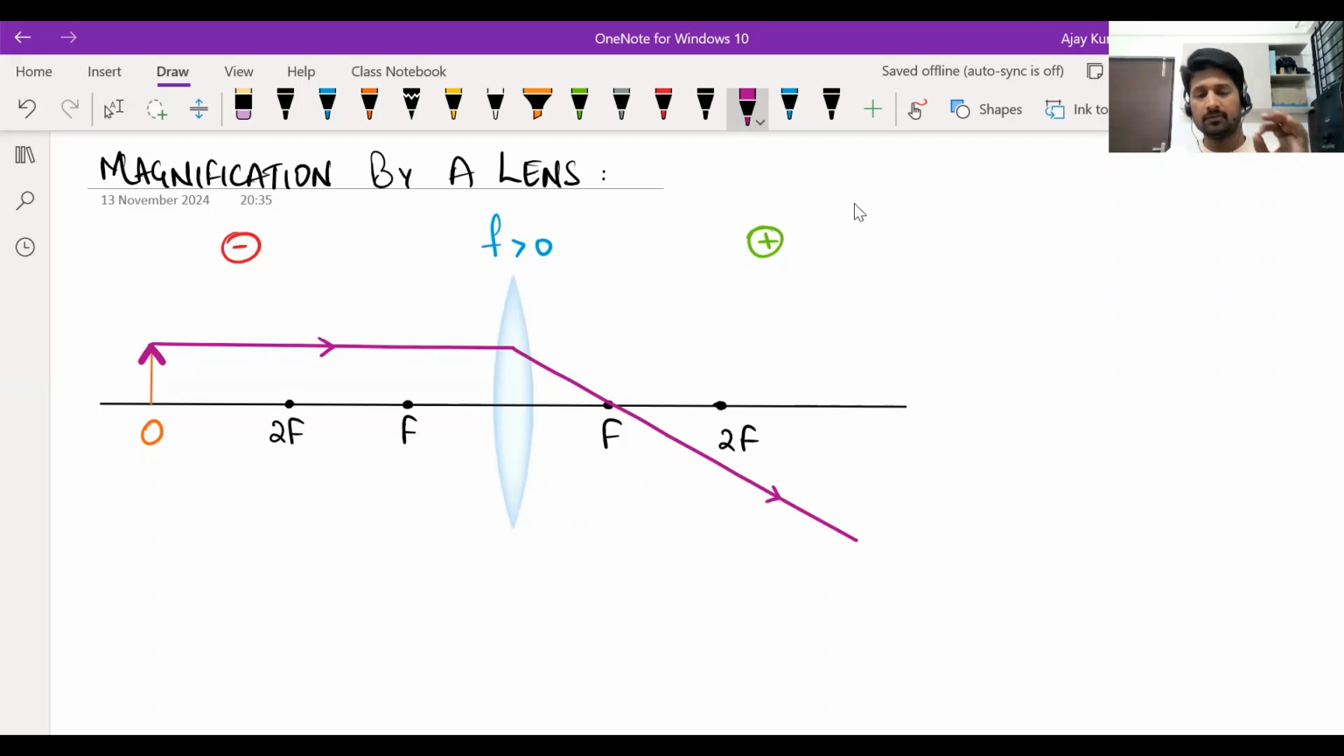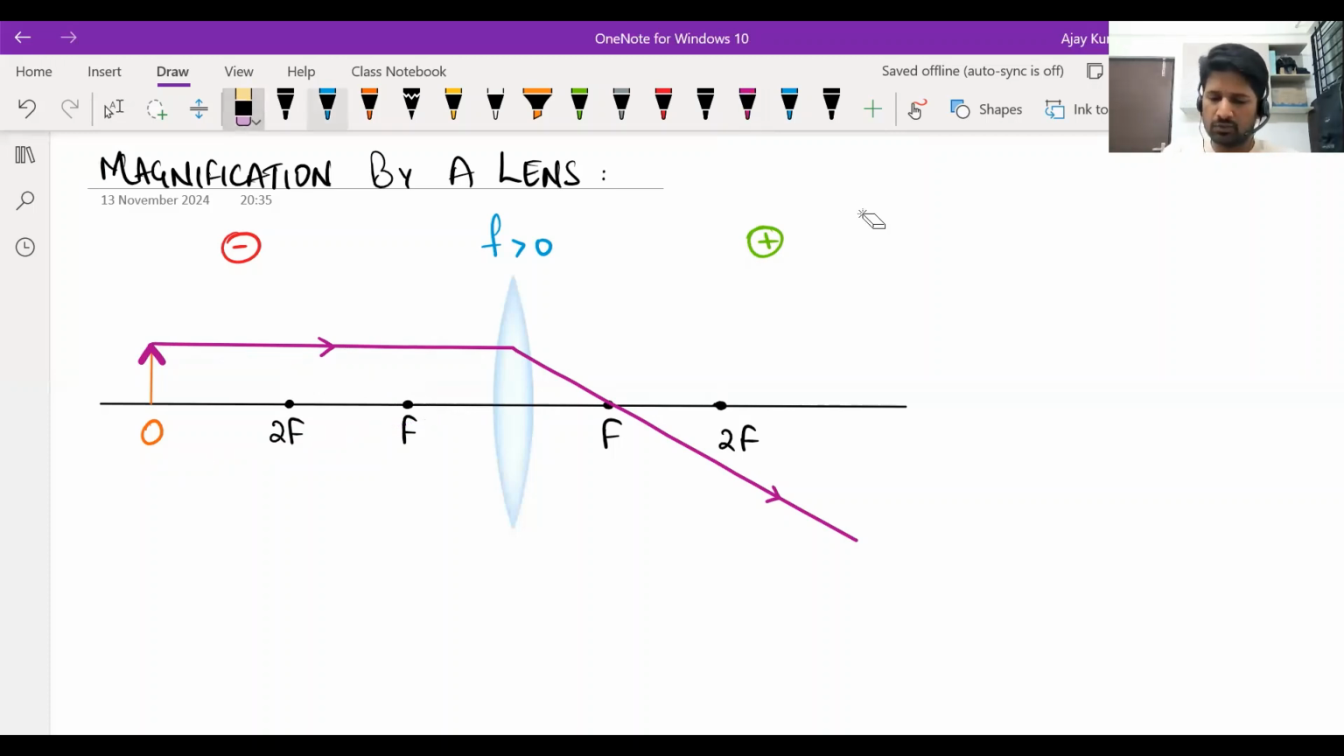We need one more ray from the same point and we have to trace it after refraction so that we can get the final image position. Can any of you tell me how to take the second ray? In case of a mirror, we used to take the second incident ray directly to the pole of the mirror like this, such that it gets reflected symmetrically. It was easy to trace the reflected ray this way in case of reflection. Now, how should we take the second ray?